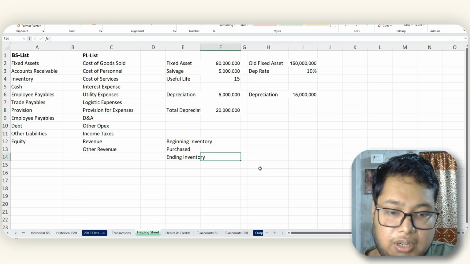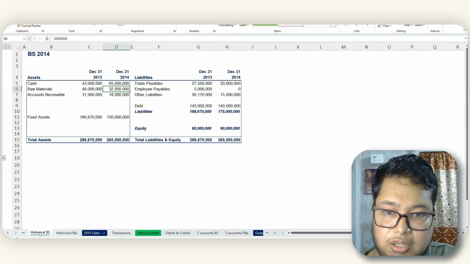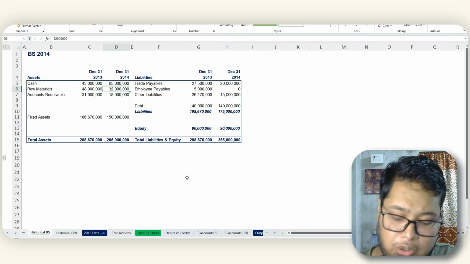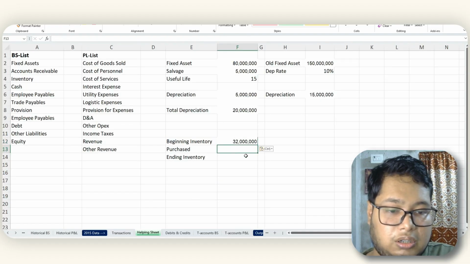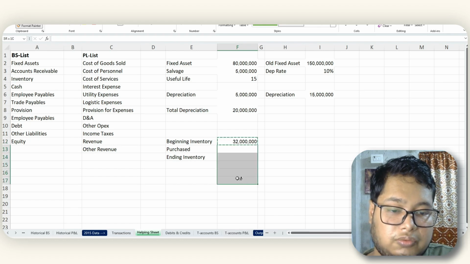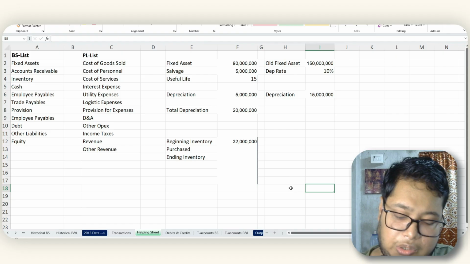So let's put the value one by one. Our beginning inventory, the historical balance. The beginning inventory was the raw material. Let me copy it, and yes, this is our beginning inventory. I hope the number is fine. Why is it giving this format? Okay, I got it.